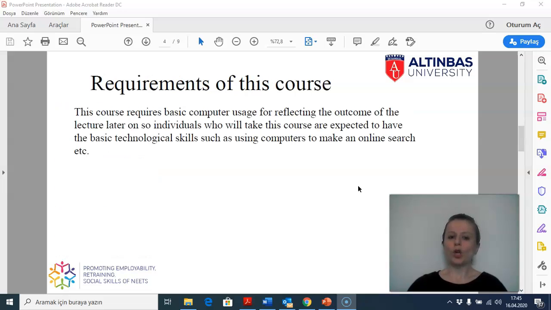For this course, we expect you to have some basic computer skills to apply the outcomes or any different practices that we will discuss in this course later on. So if you need to improve your computer skills, I strongly suggest you take a look at the list of the courses that we are offering.